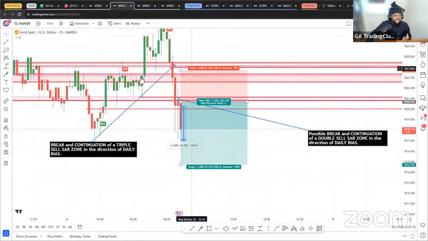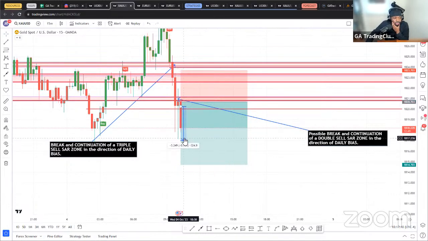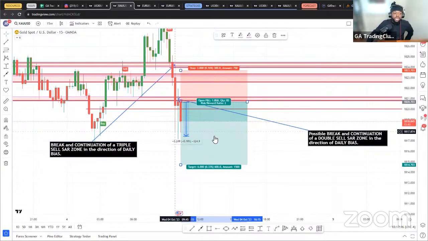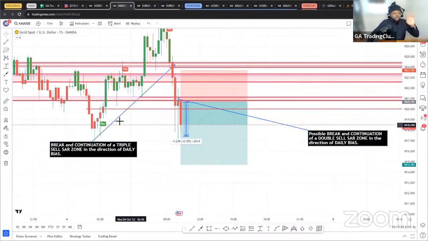You guys go ahead and set break even at a 1:1. 1:1 risk to reward would be when the trade reaches this zone. So when the trade reaches this zone, go ahead and set break even. So same thing without the signals.